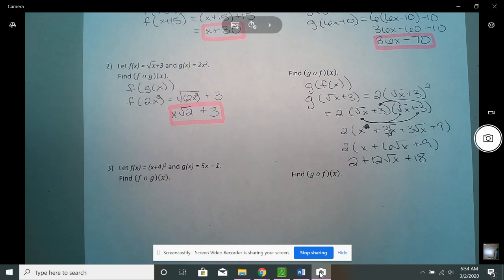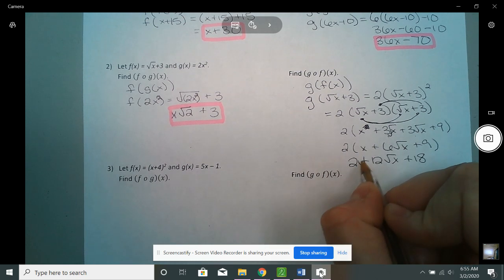Now that was several more steps than our previous examples, and that's simply because we're squaring, which means we're multiplying that thing by itself. So our final answer looks like this. I've left off an x, goodness.